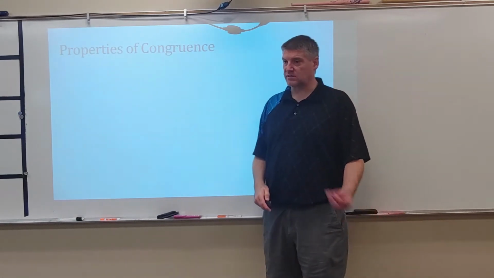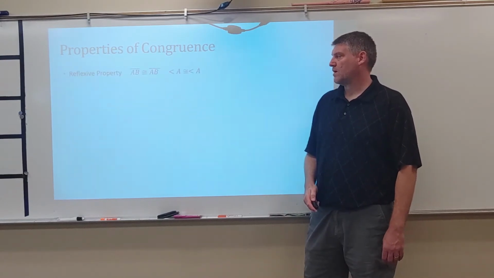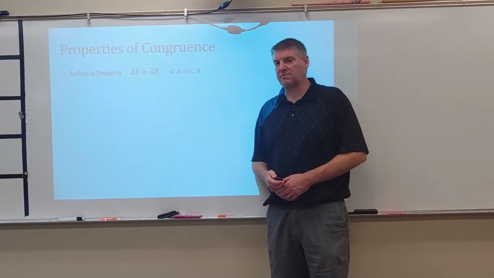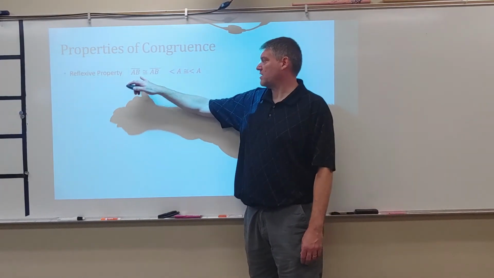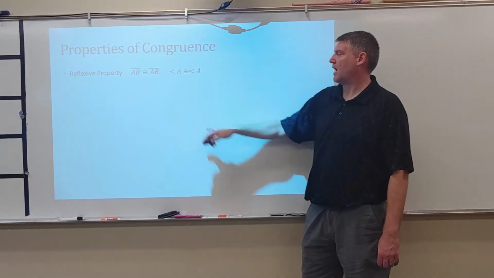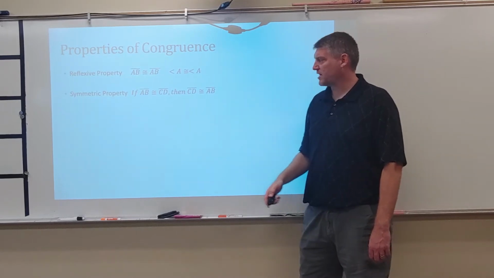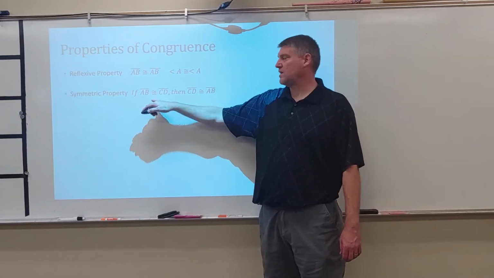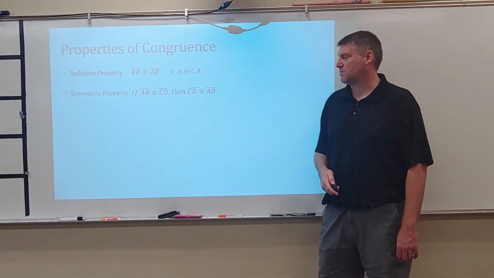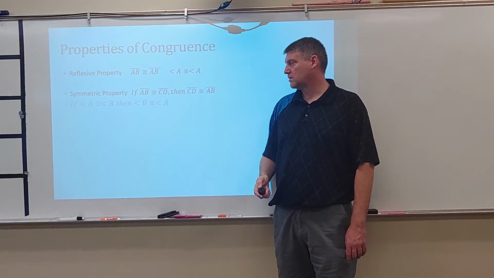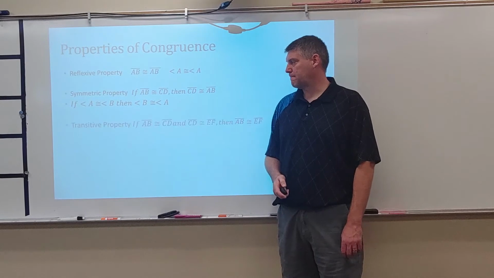Okay, properties of congruence. Now, the nice thing about congruence and equality is they go hand in hand. Reflexive property. Segment AB is congruent to segment AB. Angle A is congruent to angle A. That's reflexive. Symmetric property. If segment AB is congruent to segment CD, then segment CD is congruent to segment AB. Holds true for angles. If angle A is congruent to angle B, then angle B is congruent to angle A.